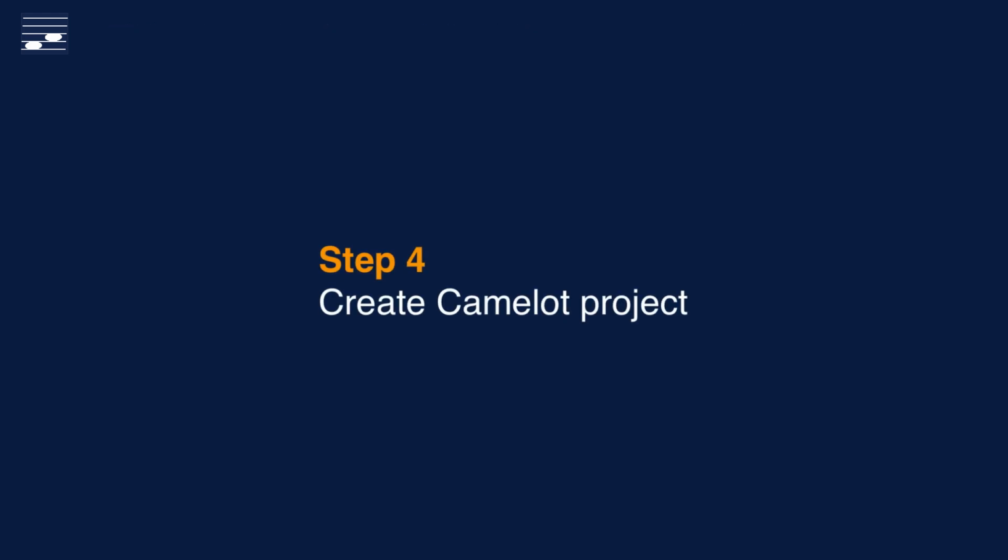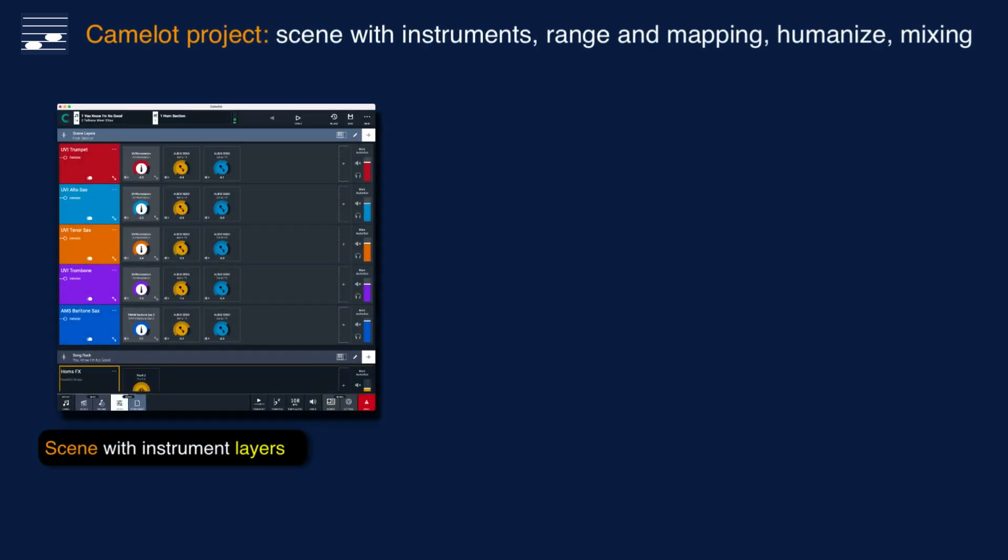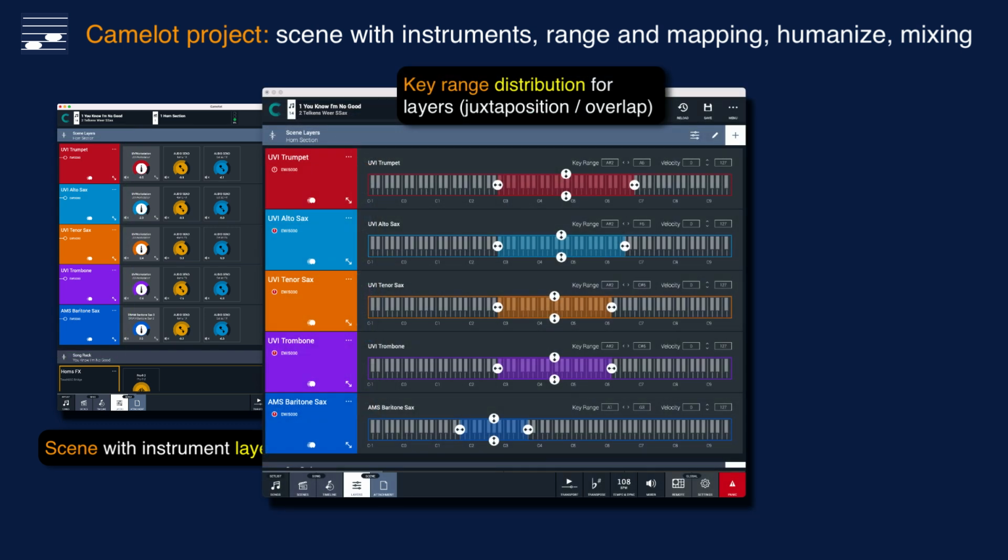In the final step, the song setup is implemented in the Audio Modeling Camelot software. I create a scene for the song and load the instrument plugins in parallel layers, here the typical 5-piece horn section. I set the key range for each instrument, which may be adjacent or overlapping.